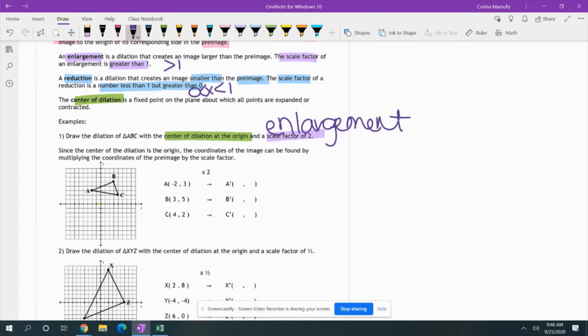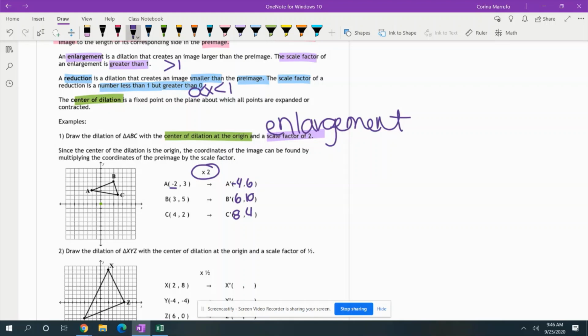So since the center of the dilation is the origin, the coordinates of the image can be found by multiplying the coordinates of the pre-image. So all we got to do is take our coordinates and multiply times 2. So -2 times 2 is -4. 3 times 2 is 6. 3 times 2 is 6. 5 times 2 is 10. And then this becomes 8, 4.